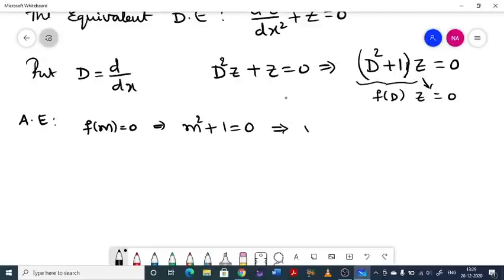Solving this, you will get m equal to plus or minus i. m square equal to minus 1, so m equal to square root of minus 1, that is plus or minus i. So you got complex roots.